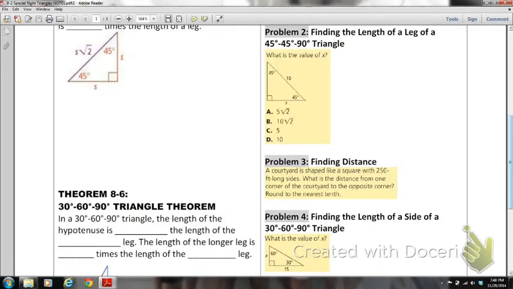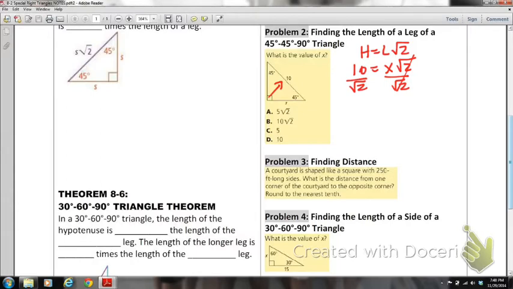In problem 2, we have another 45-45-90 triangle, and it asks for the value of x. So write down your formula. Hypotenuse is equal to leg times the square root of 2 for a 45-45-90 triangle. The hypotenuse in this case, the side opposite the right angle, is the 10. The leg is x that you're looking for, times the square root of 2. So here we're going to divide both sides by the square root of 2 to solve for x. So x is equal to 10 over the square root of 2.